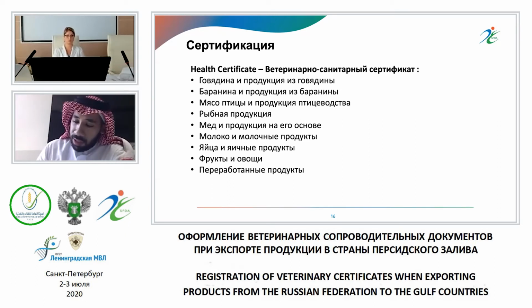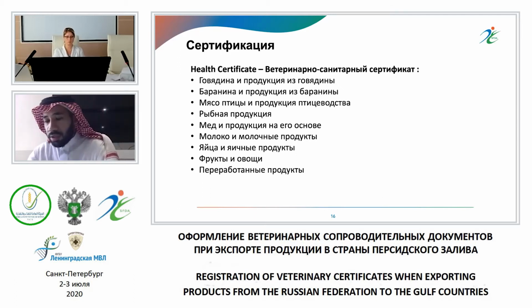For the certification, we have for each product a specific type of certification. For example, beef, sheep, poultry, fishery products, honey, milk and milk products, eggs and egg products, which fall under the products from animal origin. So you will find the egg establishment under the products from animal origin, and fruits and vegetables also, and processed products.